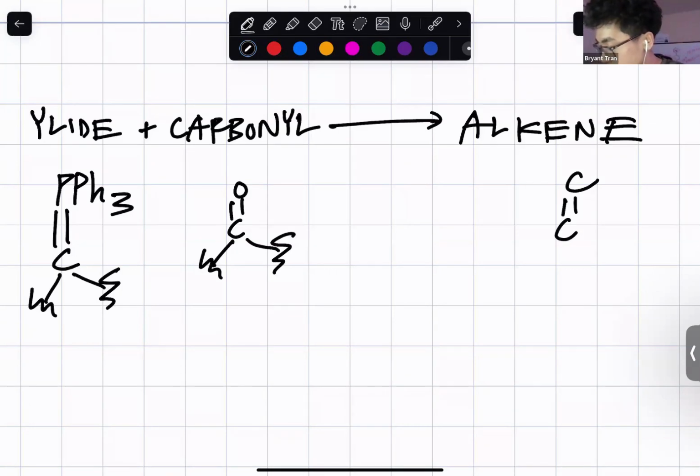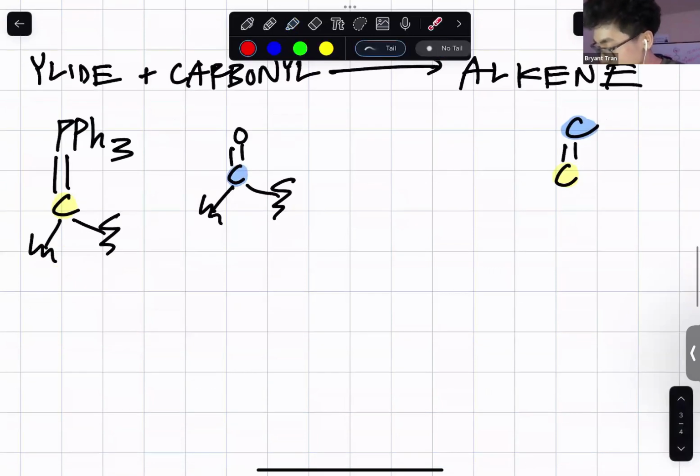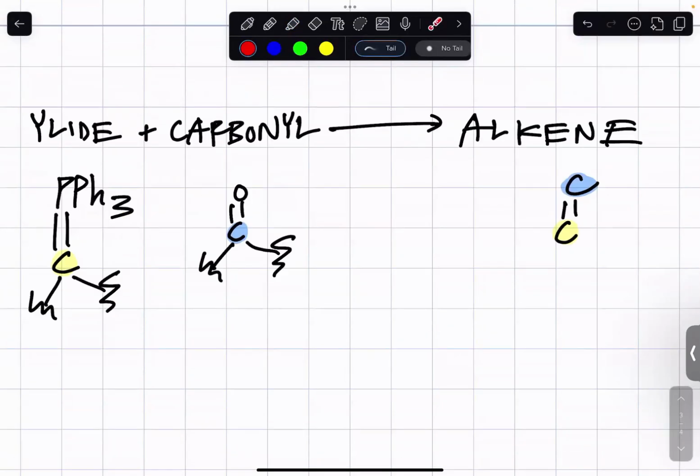Okay, I'm going to do this here. I'm going to highlight the ylide carbon in yellow, like this, and highlight the carbonyl carbon in blue like that. The product is going to have the alkene where the two carbons are coming from the ylide and carbonyl, right?